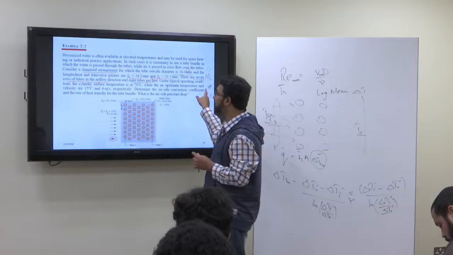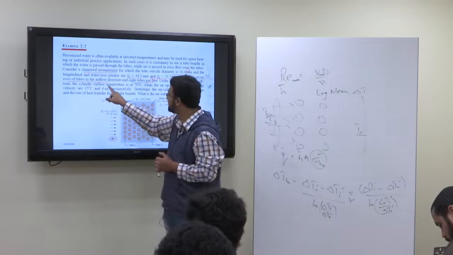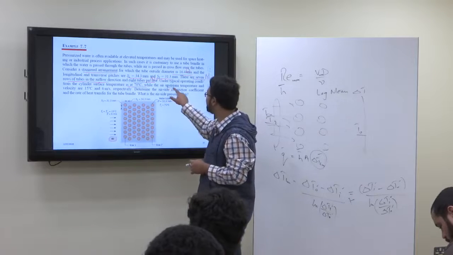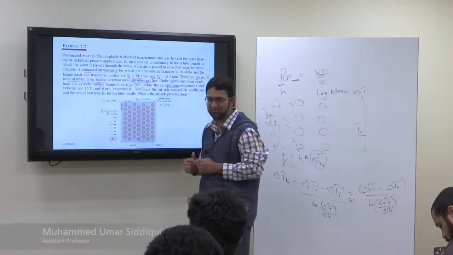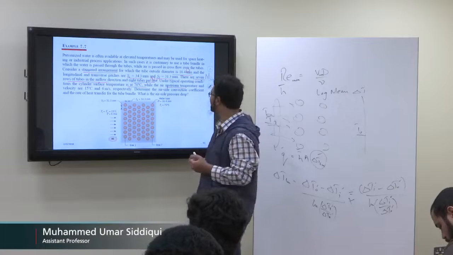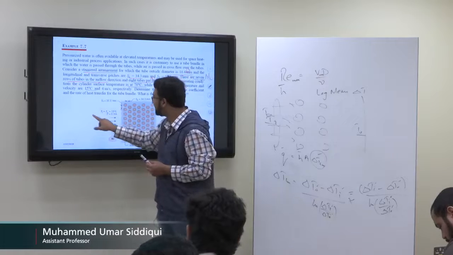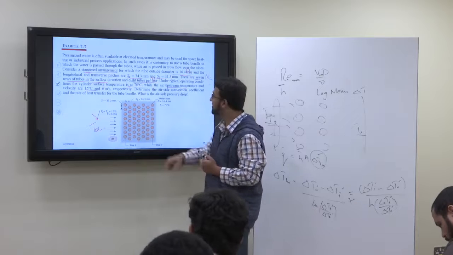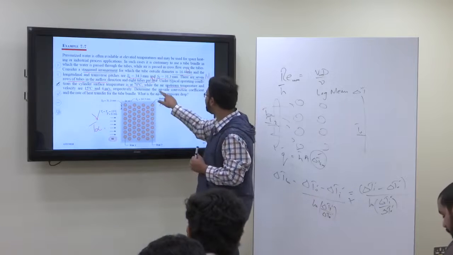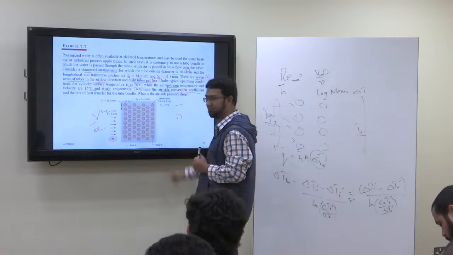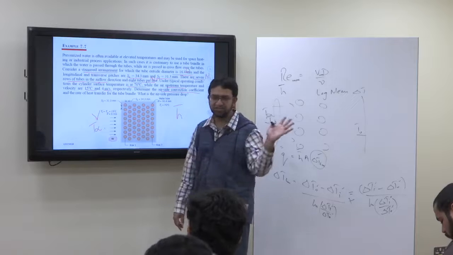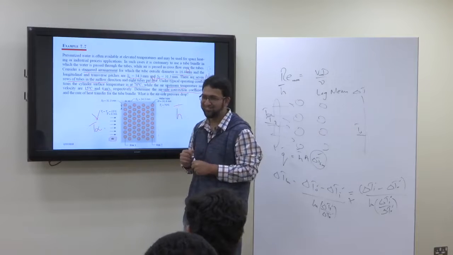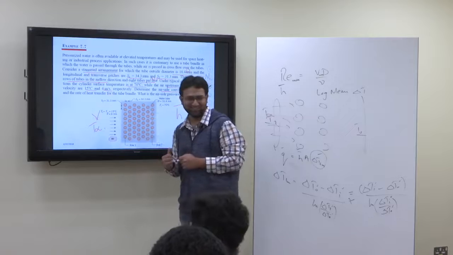Under typical operating conditions, the cylinder surface temperature is 70 degrees centigrade, while the air upstream temperature, the air inlet temperature, and velocity are known: T infinity inlet, and velocity 6 meter per second. Determine the air side convection coefficient, h. Air side is the outside. Water side would be inside the tubes. That's chapter 8, internal flows. This is external flow.